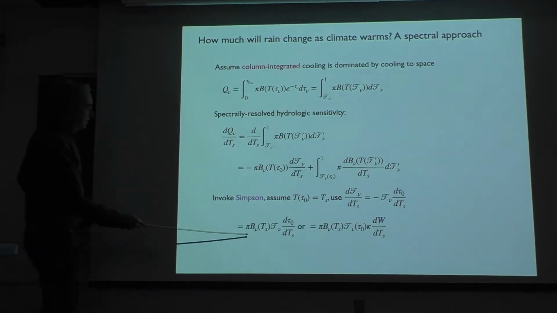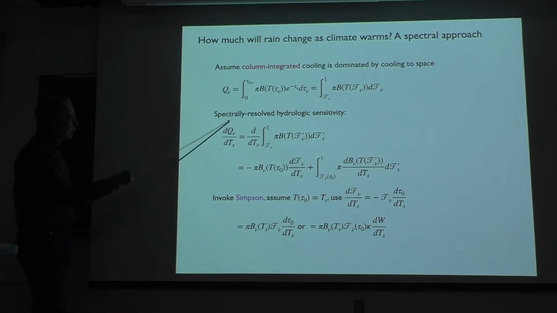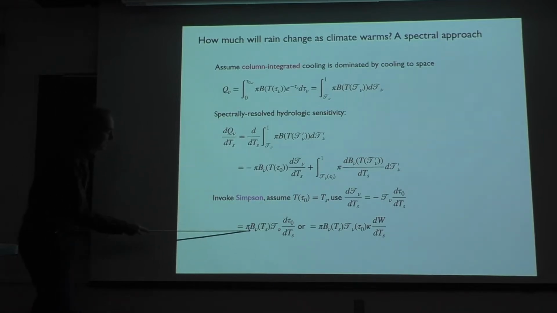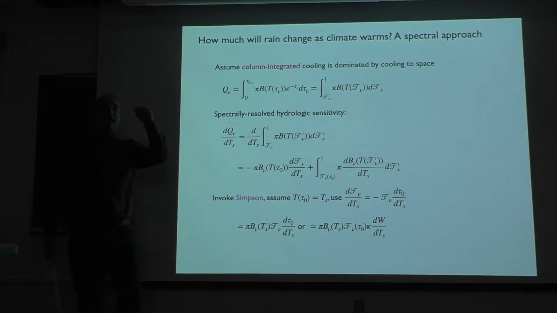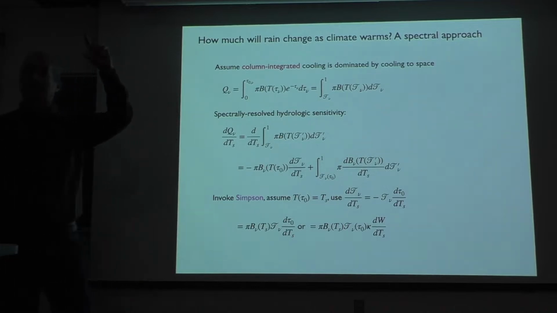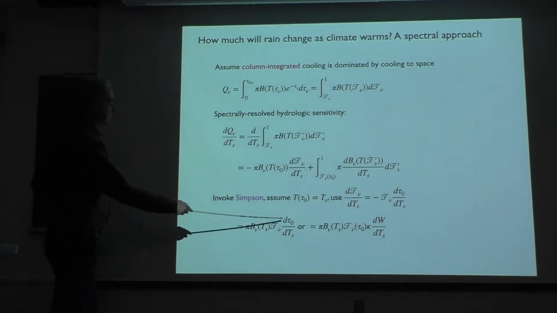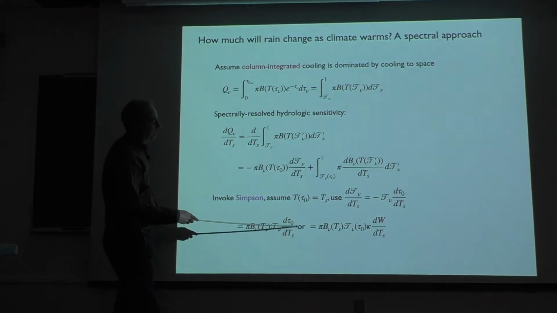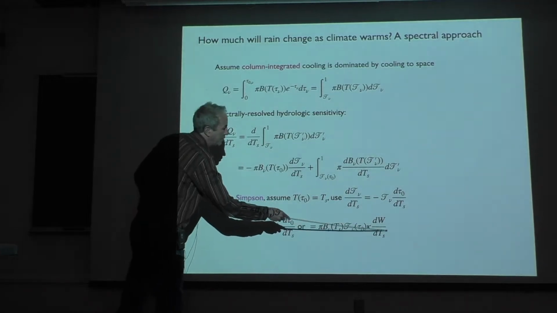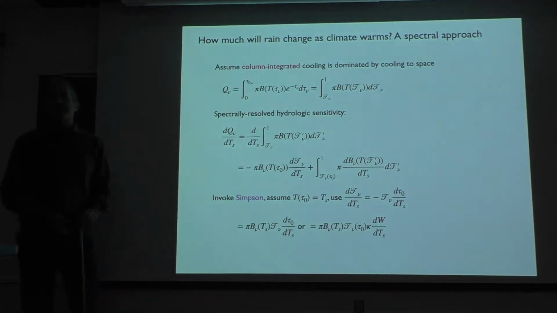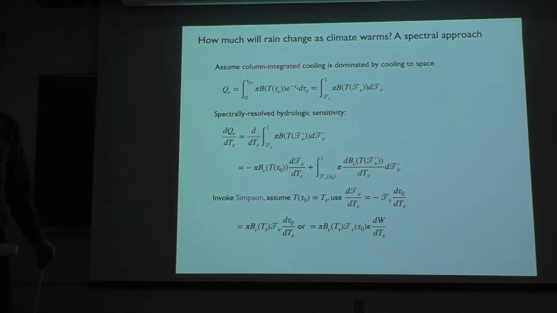So we have the spectrally resolved cooling is this. At any given height, at any given wave number, it's the black body emission at the surface temperature times the transmissivity times the rate at which the atmosphere is getting a little bit thicker in optical depth units. And because we're ready to assume that the only thing this depends on is water vapor path, then we can write it as this absorption coefficient times the rate of change of water vapor path with surface temperature, or Clausius Clapeyron.